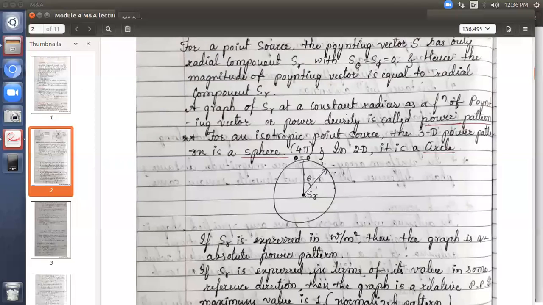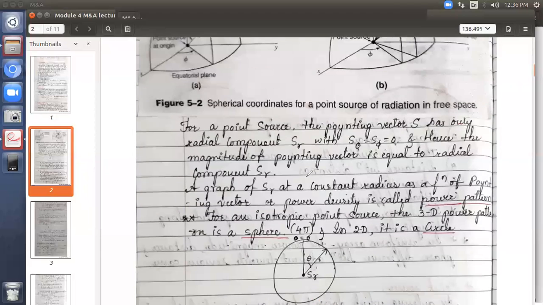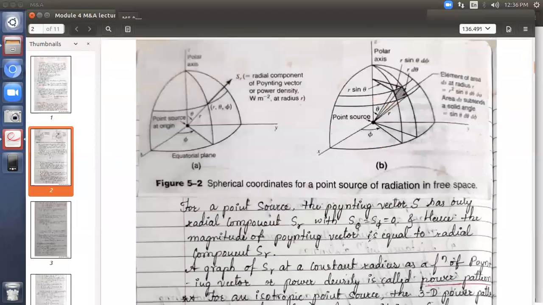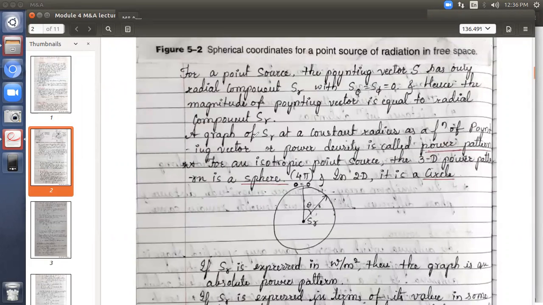This is what? Center point source. SR is the radial component of the Poynting vector, and after that you can just draw these lines, no problem. Only one line drawing is sufficient. And theta angle starts from 0. Why have I taken theta here? You can see theta starts from here, right? It will go, and phi starts from here. So this is about power patterns.